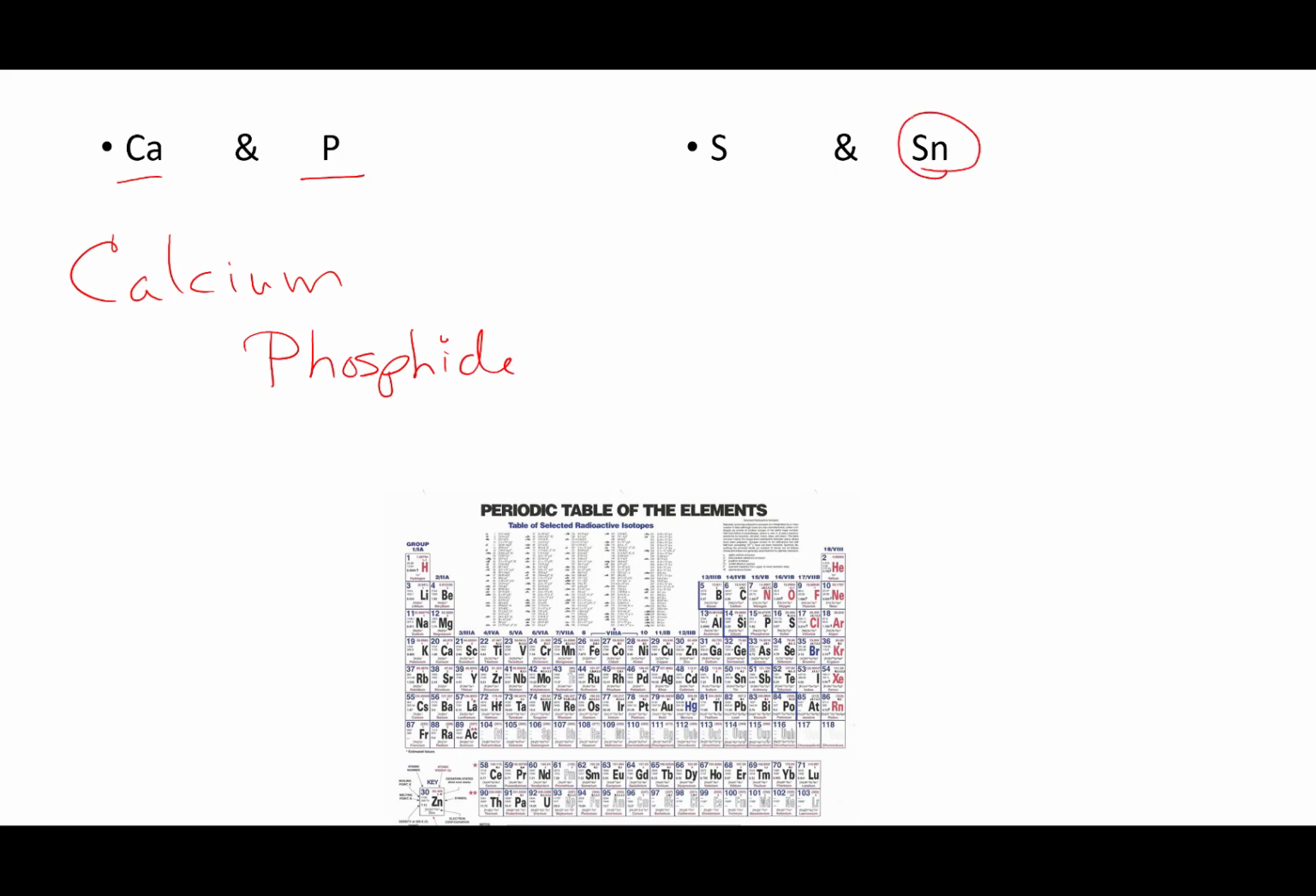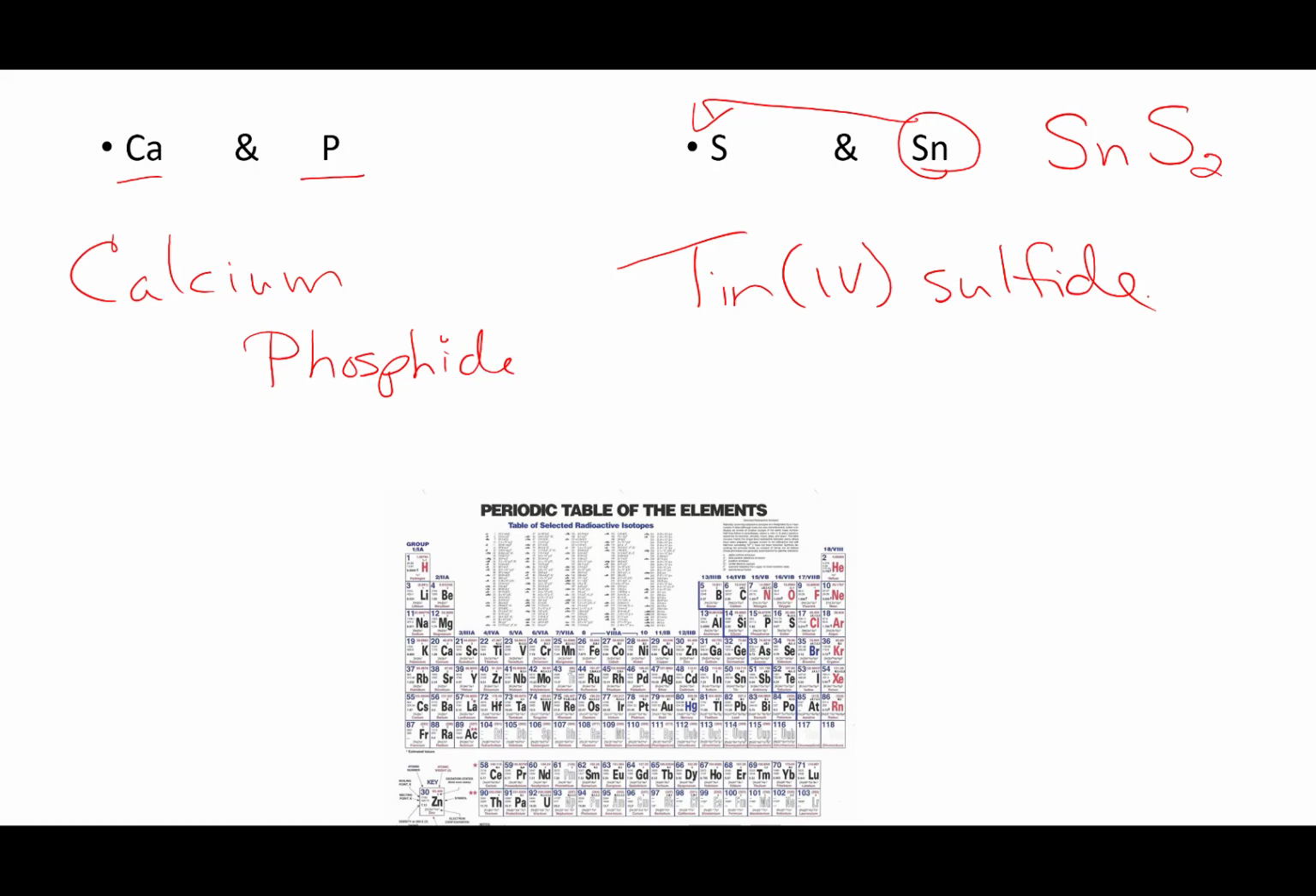Tin is our metal. And remember, this is the one we had to come up with the lowest common denominator, SnS2. And the name gets a little more complicated. This is actually going to become tin 4 sulfide. And you might be going, where the heck's the 4 come from, Mary? Well, we'll talk about that in a video coming up next.